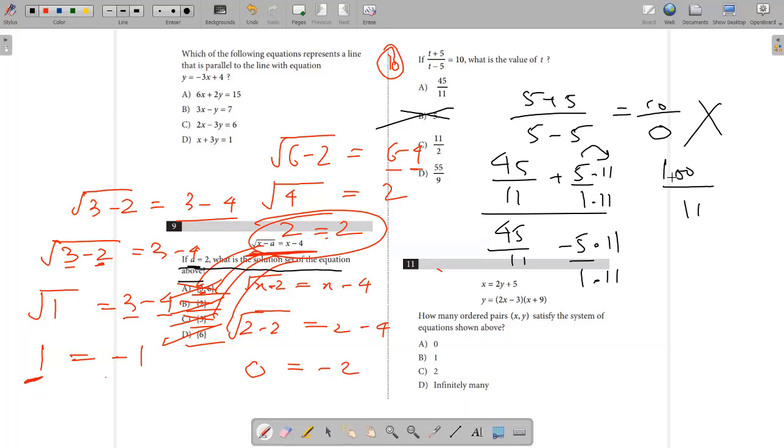100. Correct. That thing divided by, you'll be having again 11 in the denominator, 45 minus 55. Meant negative 10, right? 45 minus 55. I'm sorry.